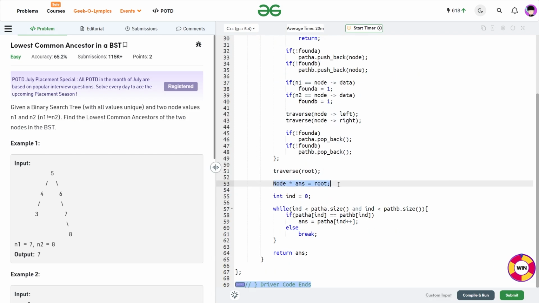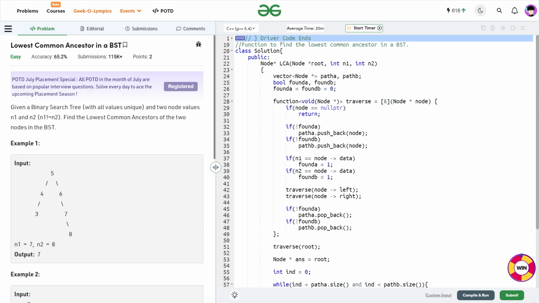Now I can initialize my answer with 0 and my index with 0. So while my index is less than path A dot size and my index is less than path B dot size, I just want to find the maximum number of elements that are common in them from the starting. If this particular index of path A is equal to this index of path B, I'll update my answer as path A of index, and since I anyway want to increment my index value, I am just doing a post increment here. If these two are not equal, that means I have found my first different node, so I can just directly break from here. At the end, I can just return my answer value, and this would be the final solution of this particular problem.